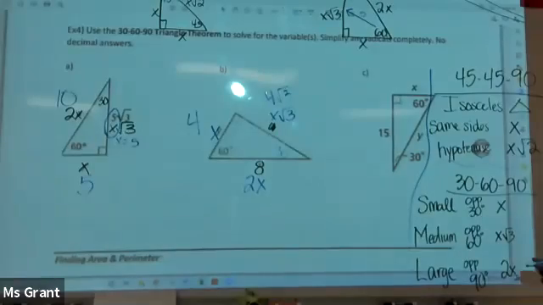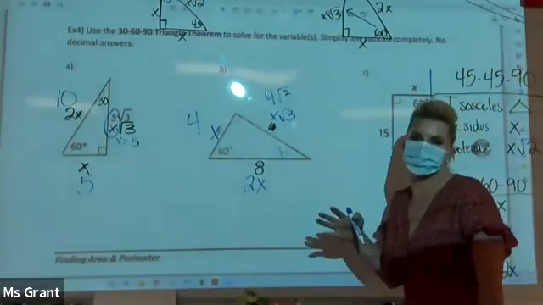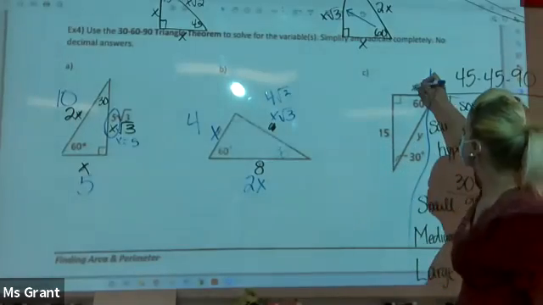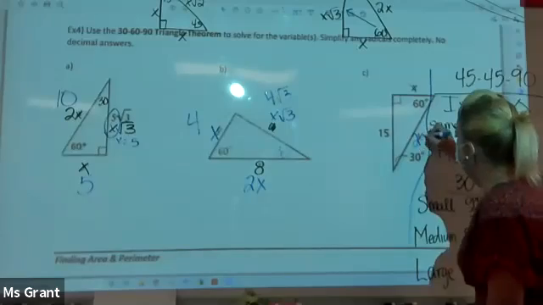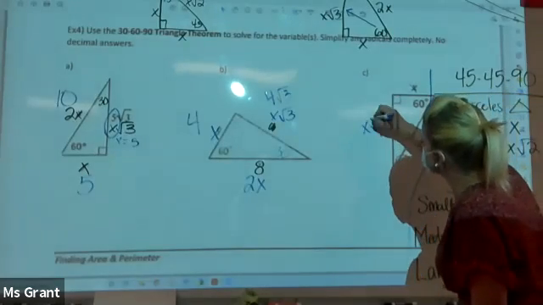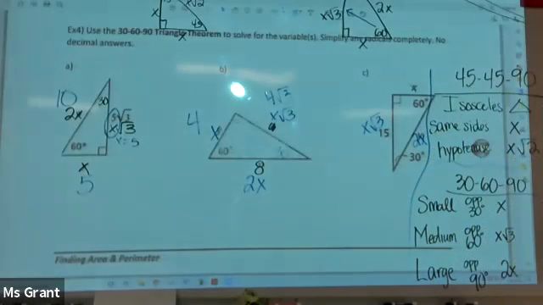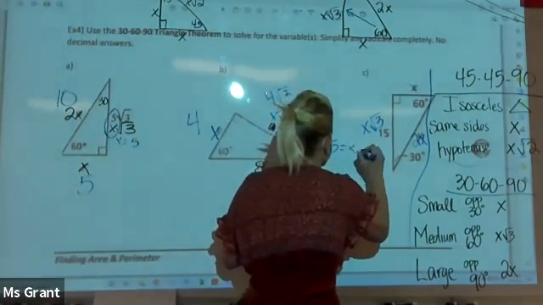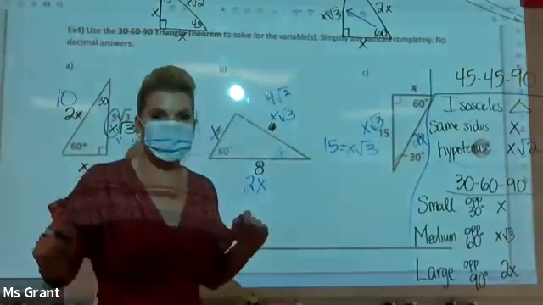And of course, here I am with this smushed up triangle over here. Opposite 30 is X. Opposite 90 is 2X. Opposite 60 is X rad 3. The side opposite 60 degrees is 15. 15 has the same length as X rad 3, which means they are the same. 15 equals X rad 3.